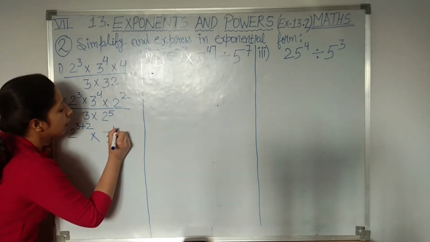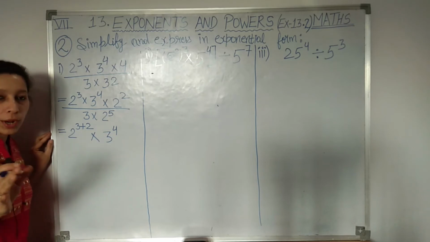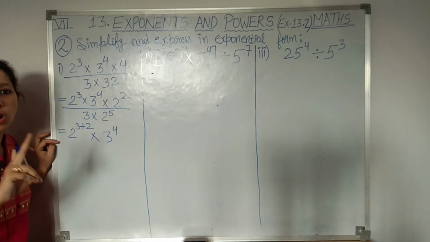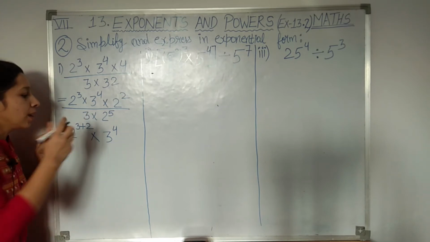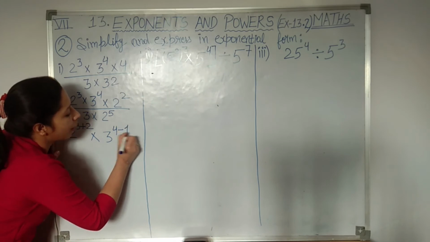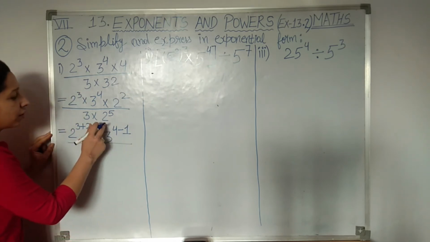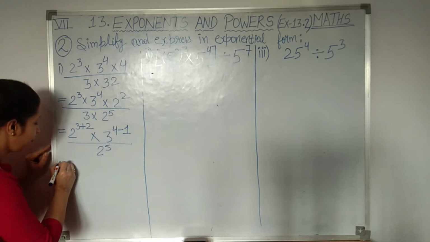We can write here 4, and yes, if with 3 no exponent is written, what are you going to take it as? You are going to take it as 1, not 0. If no power is mentioned here, we are going to take it as 1. So here I will take it as 4 minus 1. Clear students? Then what is left with 3 now? 2 raised to the power 5. Okay, this will solve in the next step.